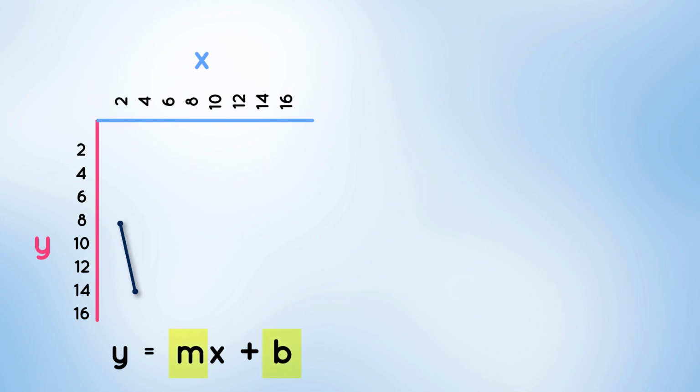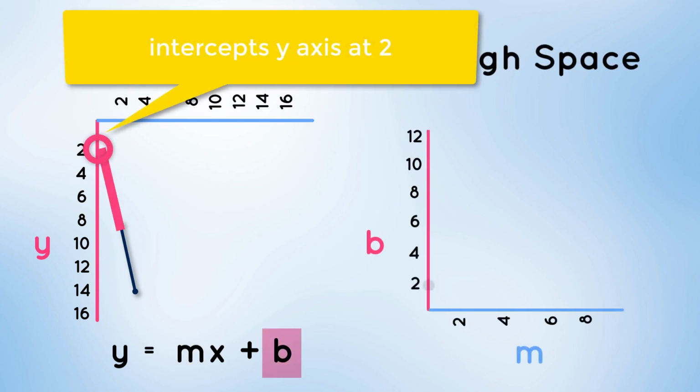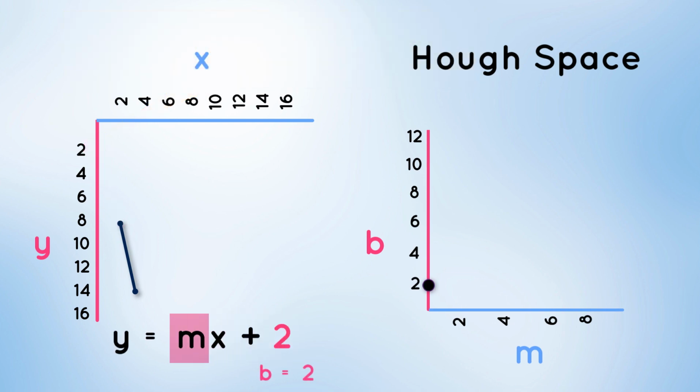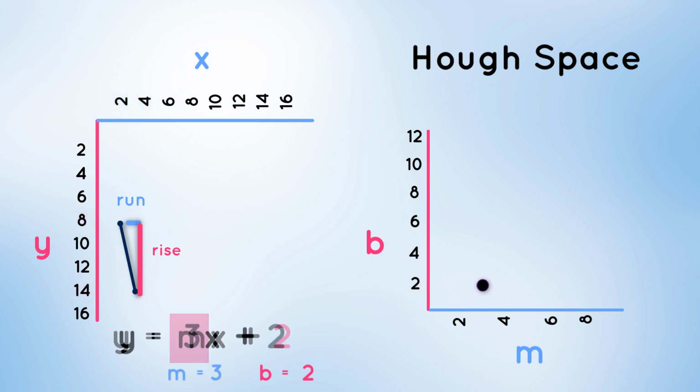We're currently plotting it as a function of x and y, but we can also represent this line in parametric space, which we will call Hough space, as b versus m. We know the y-intercept of this line is 2, and the slope of the line is simply rise over run, the change in y over the change in x, which evaluates to 3. Given the y-intercept and slope, this entire line can be plotted as a single point in Hough space.